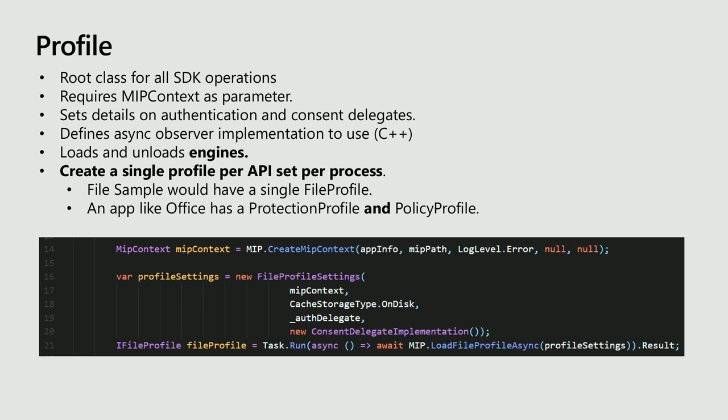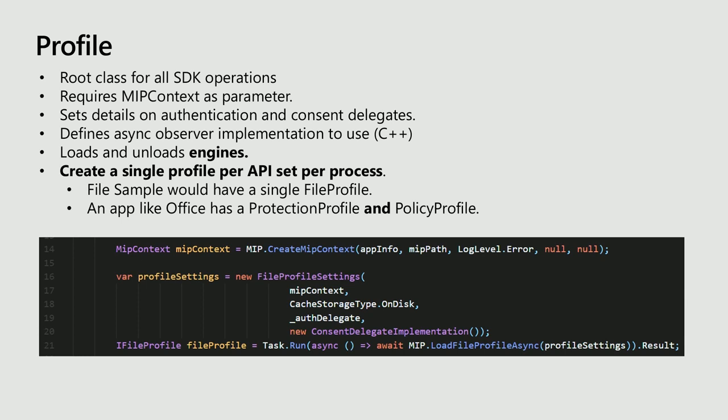And so the profile is going to store or use the MIP context. It's going to define the cache storage. We have 3 types of cache storage: in memory, on disk, or on disk encrypted. We're going to set information about our authentication pattern, or authentication delegate and our consent delegate. And then if it's C++, we'll define things around any of our observers for async patterns. General best practice is to create a single profile per application. So again, 1 MIP context and 1 profile, and then from that point on, I'll add engines and handlers to that single profile.